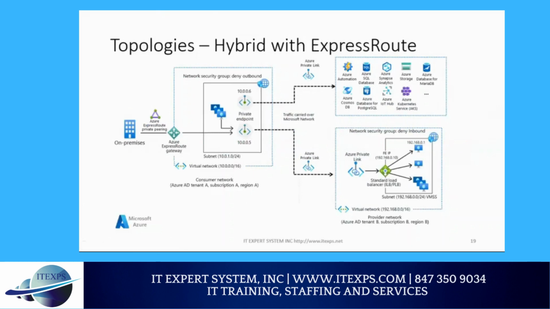Hybrid with ExpressRoute is, as we discussed, when you connect your on-prem to the Azure cloud, right? You have two ways to connect. One is through internet connectivity, the regular internet your data center can use to connect to the Azure cloud and Azure regions, right? And then that connectivity can be established through a VPN gateway, as we saw, right?